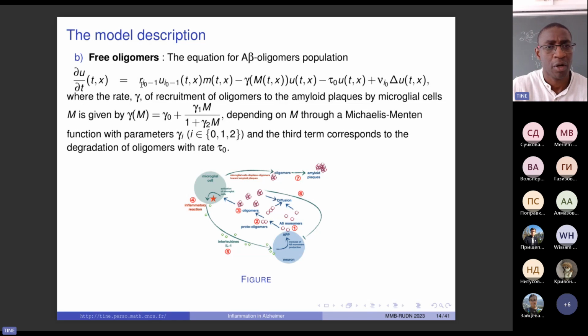For the free oligomers, the equation has this gain term. To become oligomers, it is the last size of proto-oligomers. That means if the biggest size is I_0, a proto-oligomer of size I_0 minus 1, when it gains one monomer, becomes of size I_0. So it becomes an oligomer. This is a gain term.